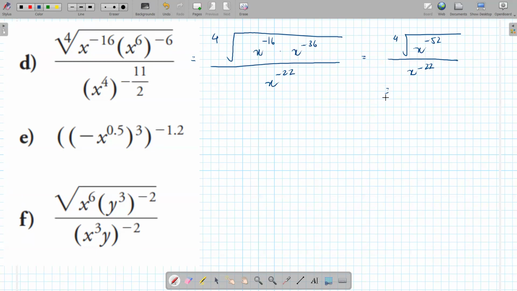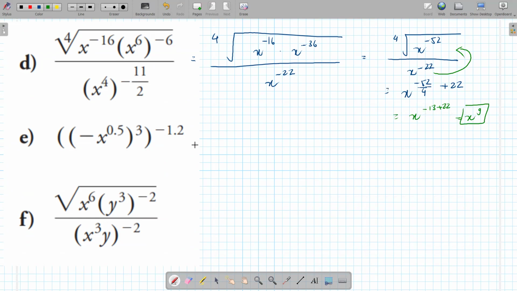Yes, we can. Just bring the index inside into the denominator. This becomes x to the -52/4. Remember, the index goes in the denominator. And then we simply move this 22 upstairs into the numerator to make it positive. So it becomes x to the -52/4 plus 22. X to the -13 plus 22 becomes x to the +9. And that'll be the final answer.